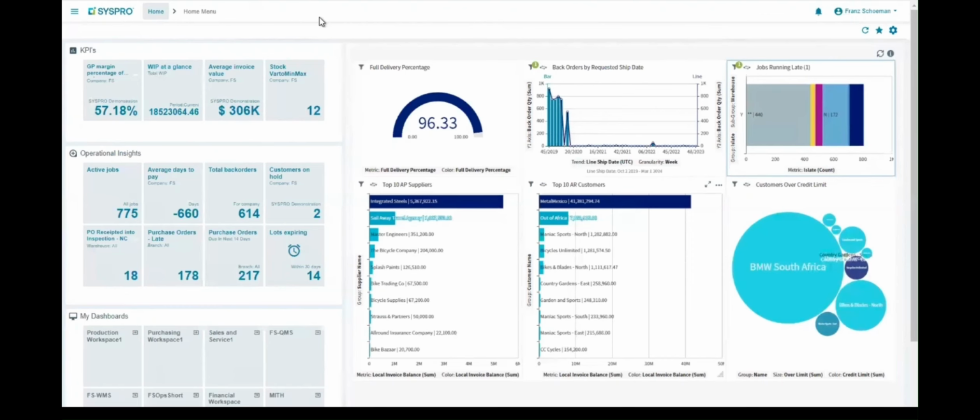The supply chain portal is the beginning of a journey of extending the Syspro ERP functionality to both customers and suppliers. Let's talk a little bit about the supplier side, or the inbound.